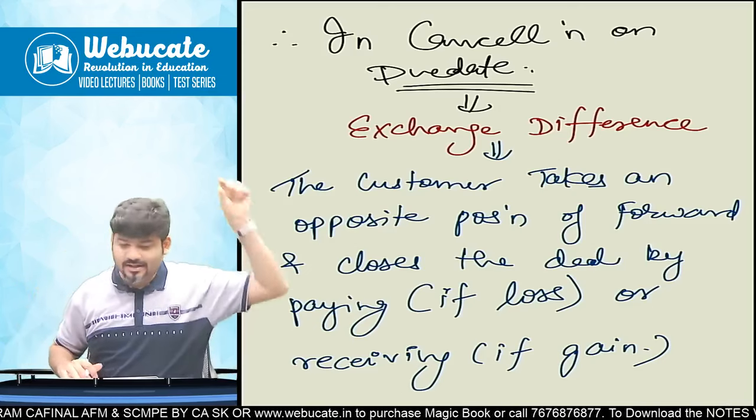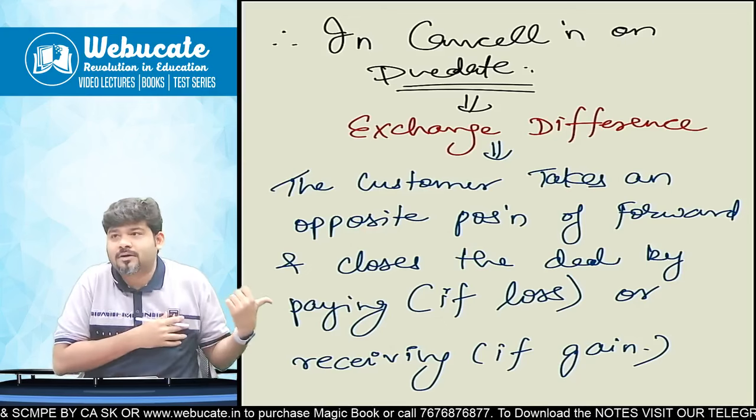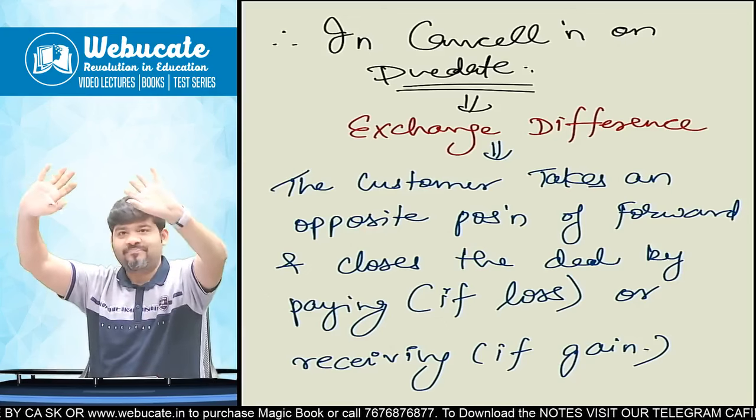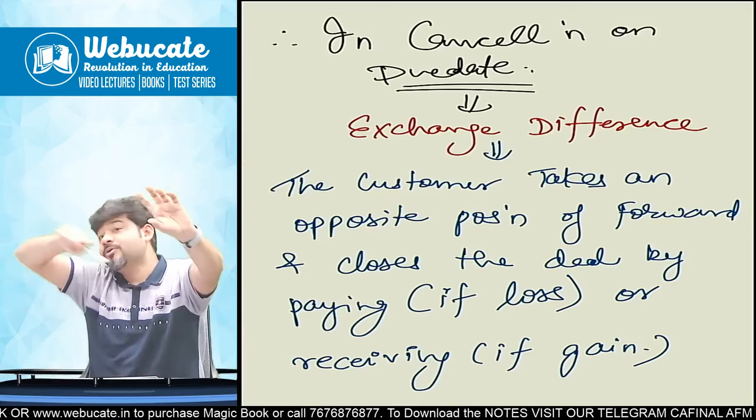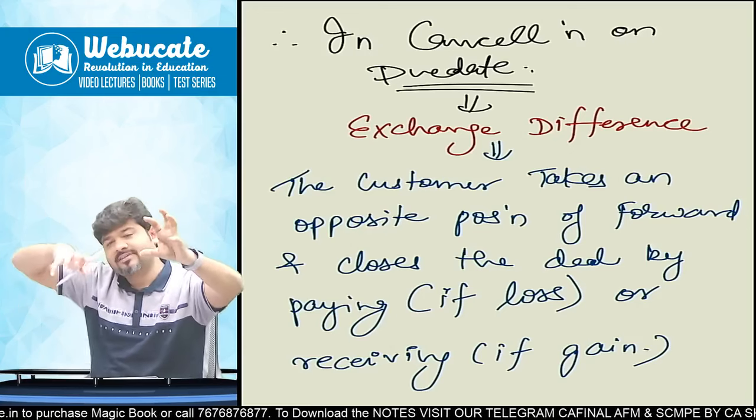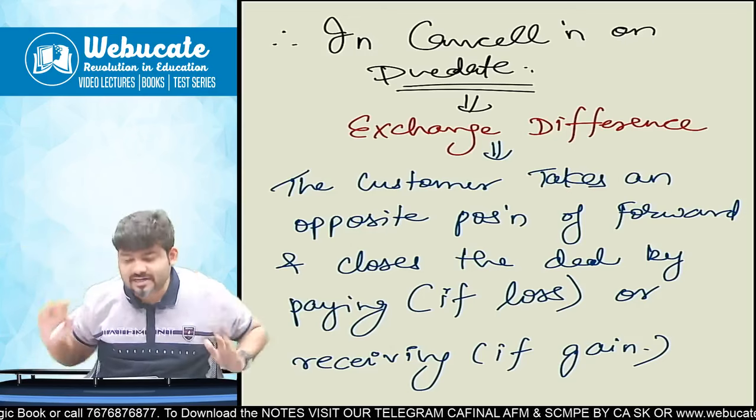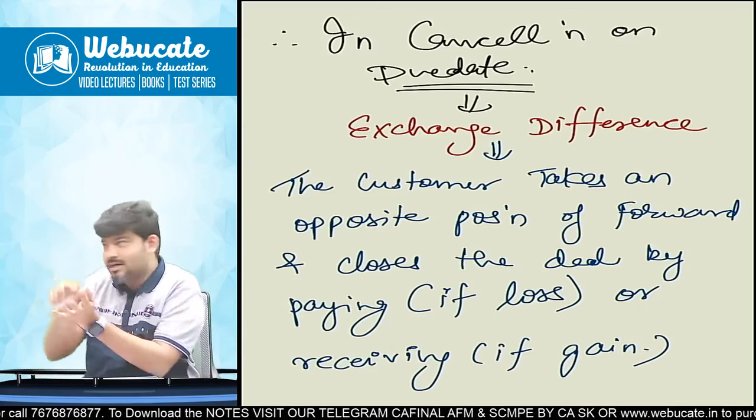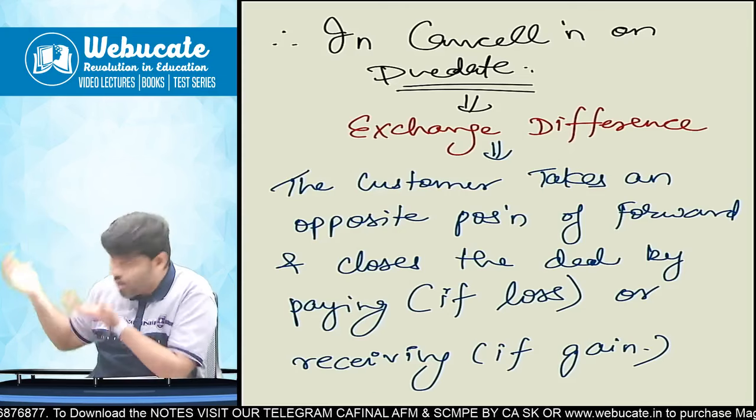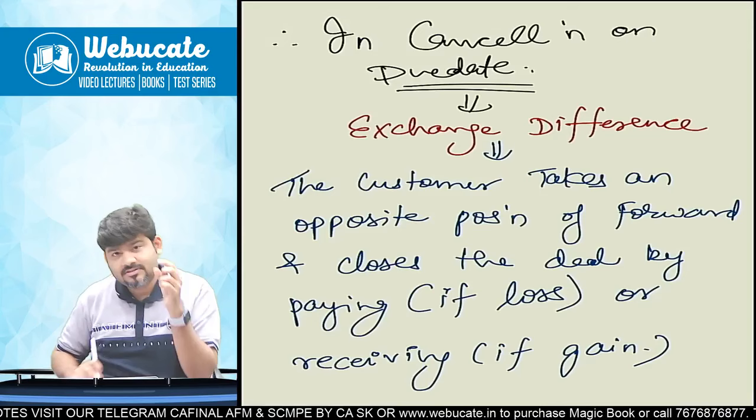So we are clear that in cancellation on due date or any cancellation, the exchange difference is to be borne by the customer. The bank is not concerned at all. Cancellation is tension free for the bank because it is assumed that the customer goes ahead with the transaction. So if he goes ahead with the transaction, the bank is done with the customer. The bank will offset it with the interbank. The customer then has to offset the position, and the loss or gain the customer will bear. Game over. Next is early cancellation. This was cancellation on due date. Now early cancellation.